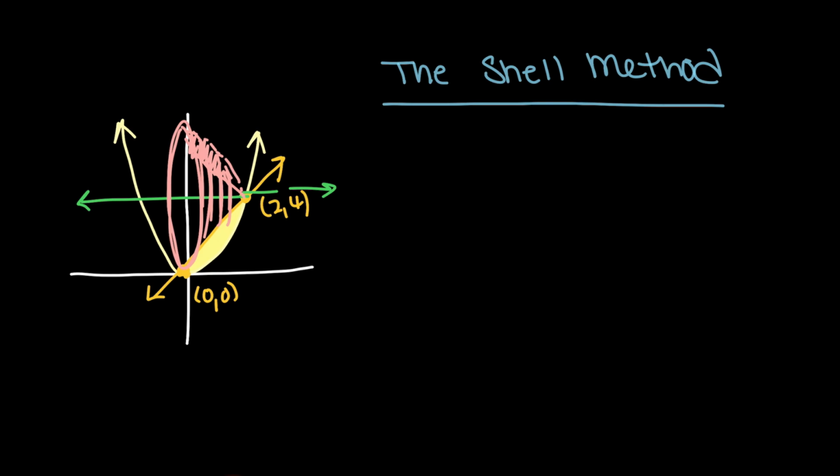So when you use the shell method, your slices or your rectangles have to be parallel to your axis of rotation. Our axis of rotation is the line y = 4. So our slices or rectangles have to be horizontal. If we're slicing horizontally, the width of each of those rectangles or each of those slices is a dy. That tells me I have to set up this entire integral in terms of y. I'm going to be working in terms of y.